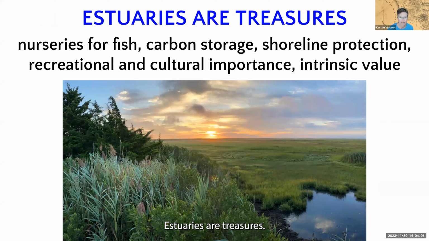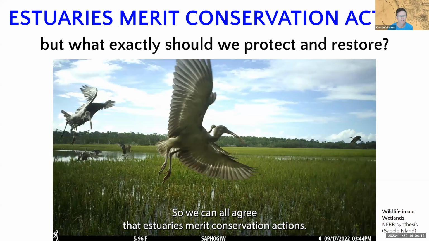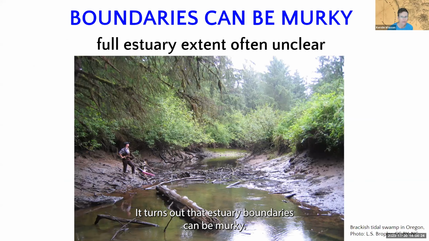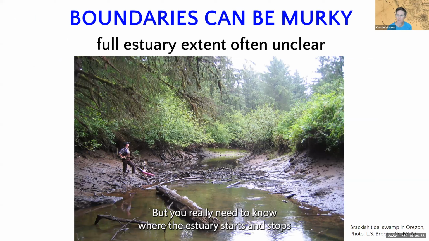estuaries are treasures. They provide many important ecosystem services and functions. So we can all agree that estuaries merit conservation action, but what exactly should we protect and restore? It turns out that estuary boundaries can be murky. The extent of the estuary is not often that clear, especially in the upper reaches. But you really need to know where the estuary starts and stops in order to protect it, say, from development.